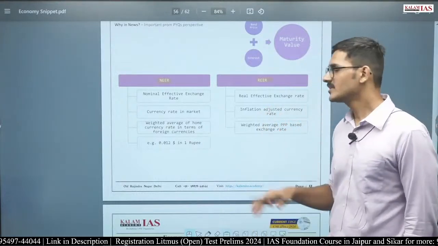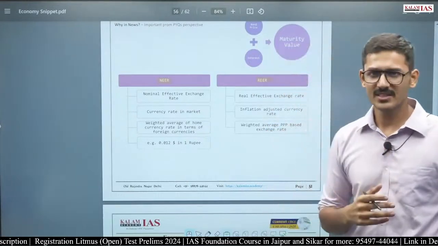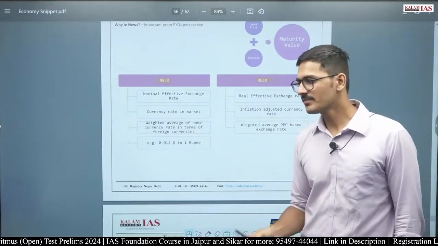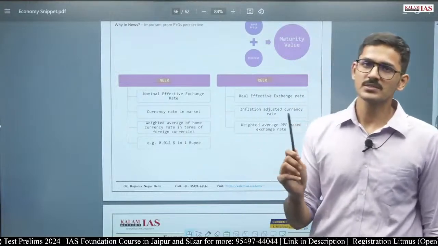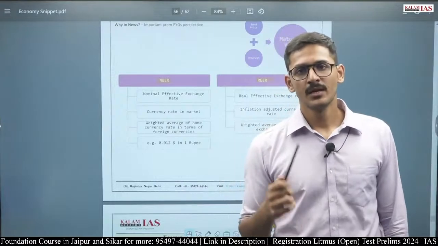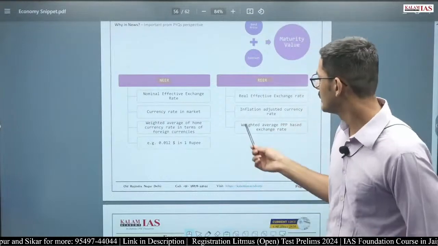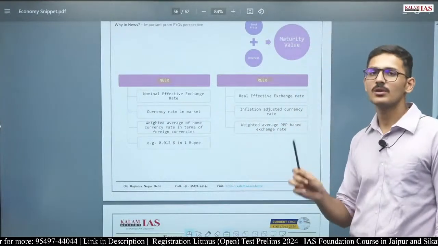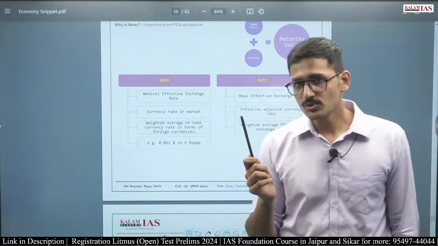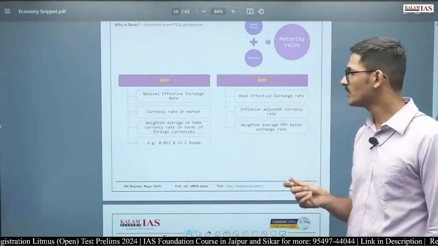Real effective exchange rate is inflation adjusted currency. 1 रुपए में मैं कितना सामान यहां खरीद सकता हूं। For example, if in India I can buy this pen in 1 rupee, how much dollar would I require to buy this pen in USA? If in USA I require $0.5, then we will say the real effective exchange rate is $0.5 to 1 rupee. अगर इस पेन को खरीदने में वहां पे मुझे $0.25 लगेंगे, then we will say the real effective exchange rate is $0.25 to 1 rupee.